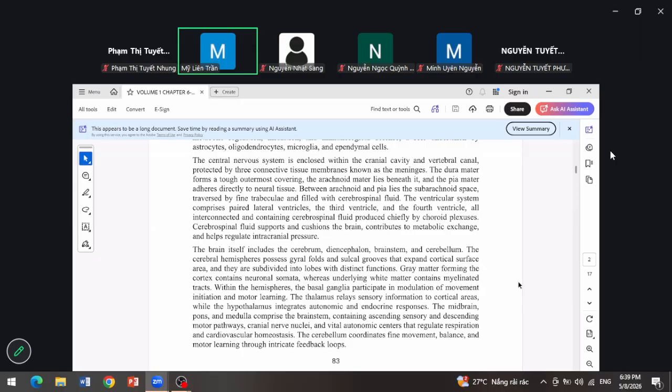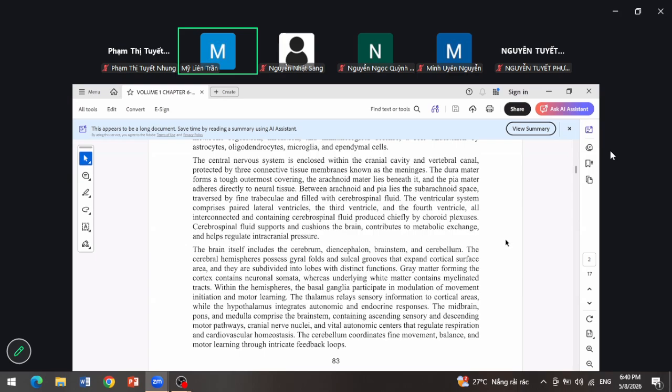The midbrain, pons, and medulla comprise the brainstem, containing ascending sensory and descending motor pathways, cranial nerve nuclei, and vital autonomic centers that regulate respiration and cardiovascular homeostasis. The cerebellum coordinates fine movement, balance, and motor learning through intricate feedback loops.